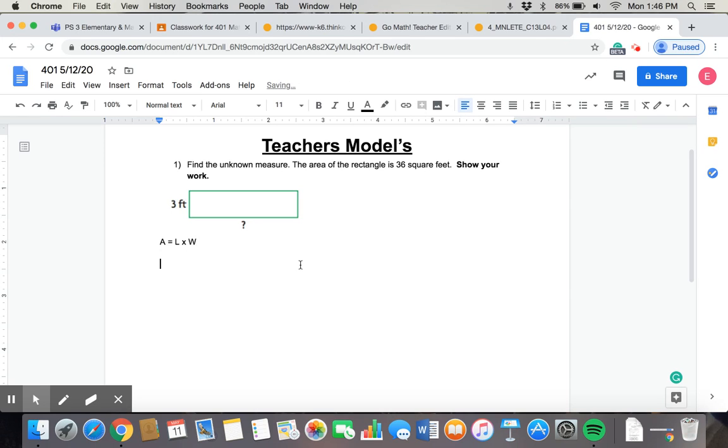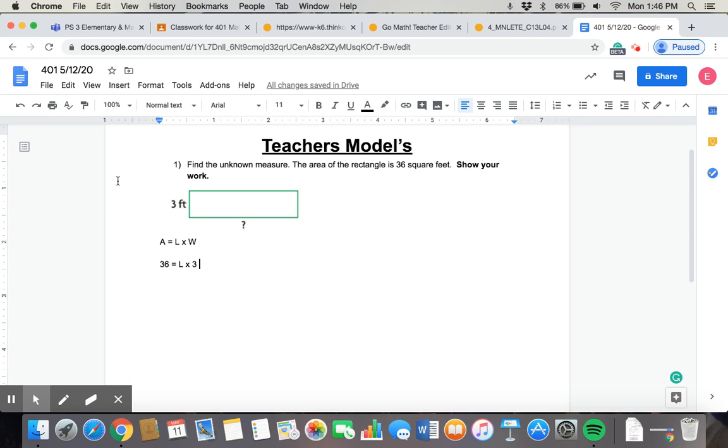So I can fill in, it told me the area is 36 square feet. So for A, area, I can put in 36 equals. Now, the length is still our unknown side, so I'm just going to leave it as L. I know length times width. The width is 3 feet, so I will fill in 3. So now my formula looks a little bit different. Instead of saying area equals length times width, I filled in the area and I filled in the width, and I'm looking for the length. So I know 36 is equal to the length times 3.